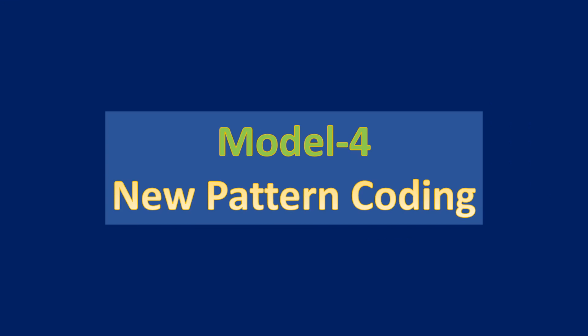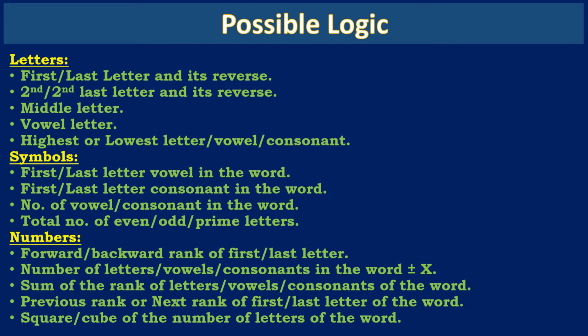Model 4. New pattern coding. Some possible logics are followed in the new pattern coding. 1. Letters. First or last letter and its reverse. Second or second last letter and its reverse. Middle letter, vowel, letter. Highest or lowest letter or vowel or consonant.